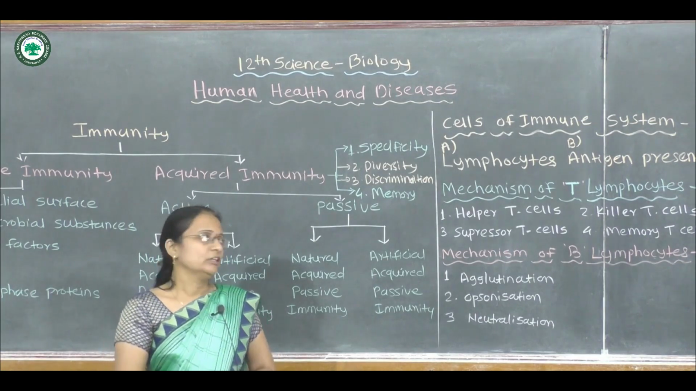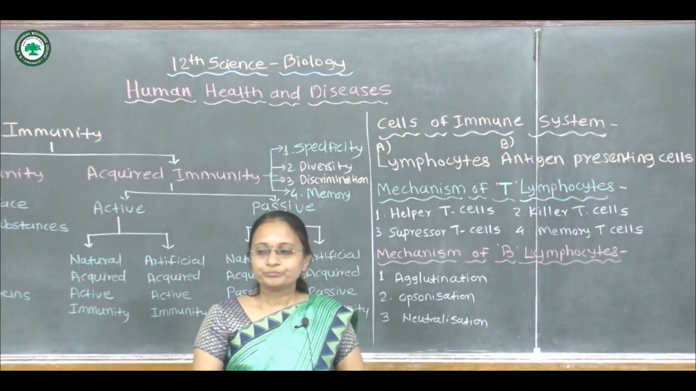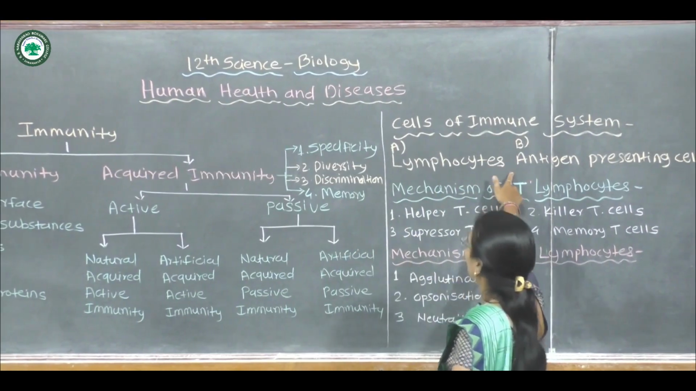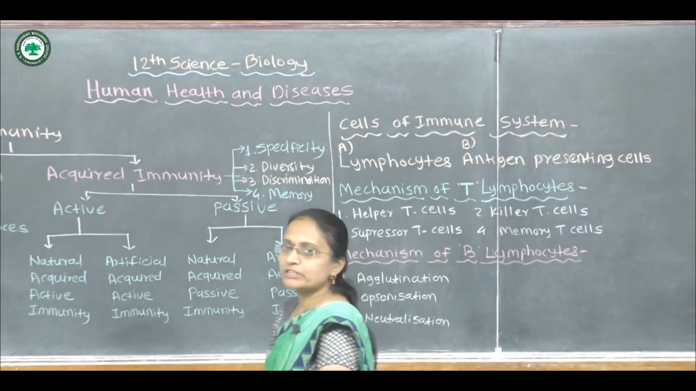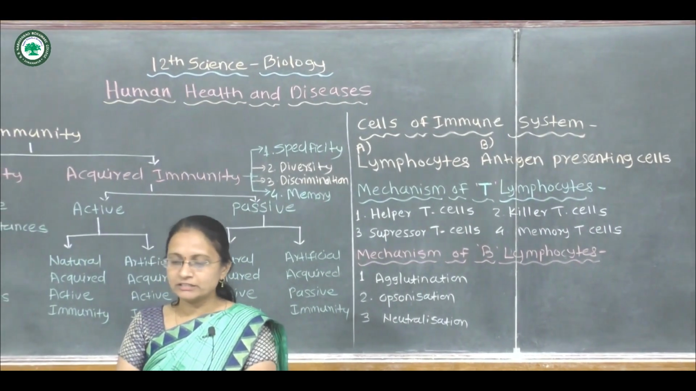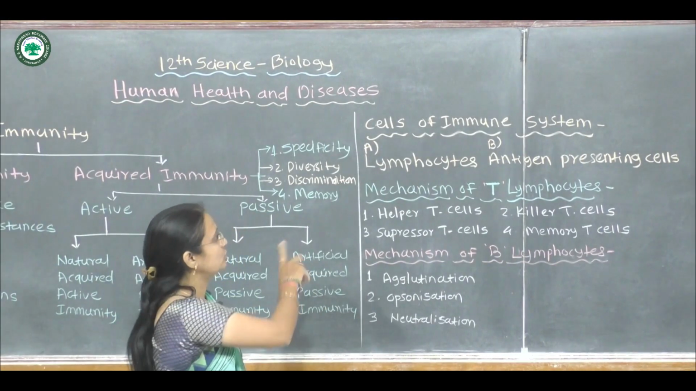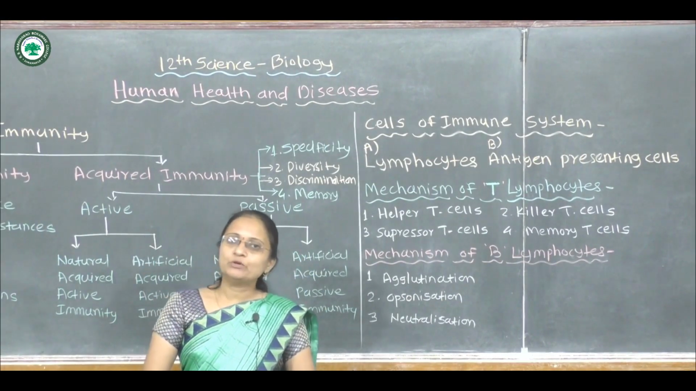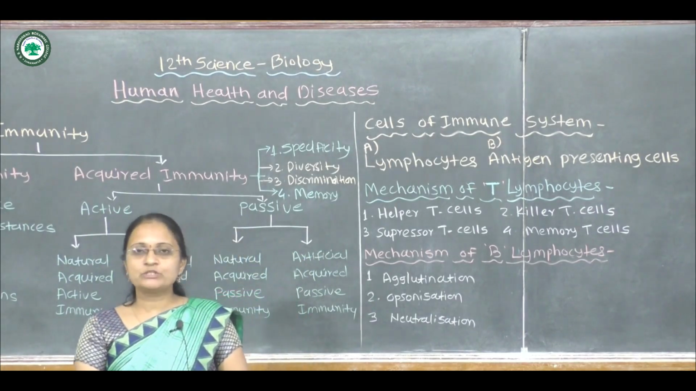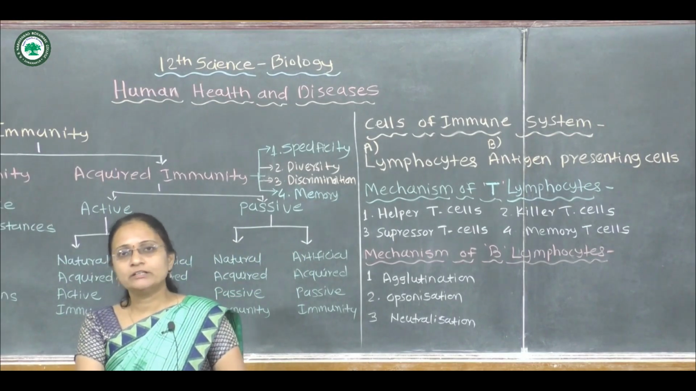Okay, now we come to the cells of the immune system. Among the cells of the immune system, two types are involved in its working: lymphocytes as well as antigen presenting cells. Now come to the lymphocytes. These lymphocytes are of two types, B as well as T lymphocytes. These lymphocytes are the major cells that play an important role in the immune system.